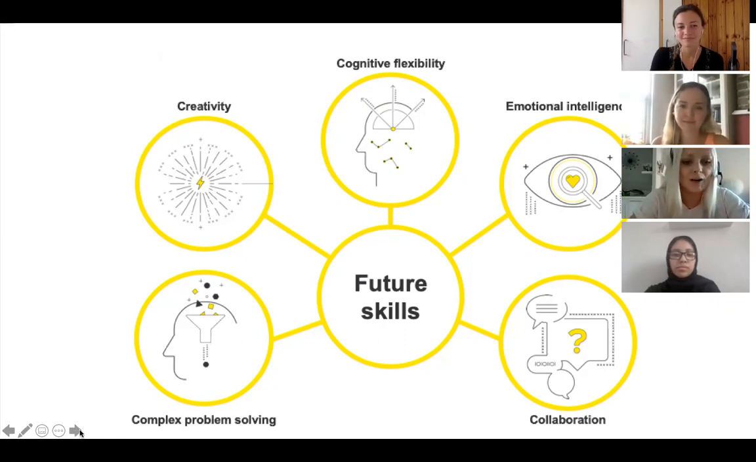So the first one is complex problem solving. We always say at EY, there's always a problem to be solved, and that's essentially what working in any kind of role is. You're trying to solve problems and bring new solutions to the table. It's essentially what we're going to be doing in our exercise, a problem solving exercise.